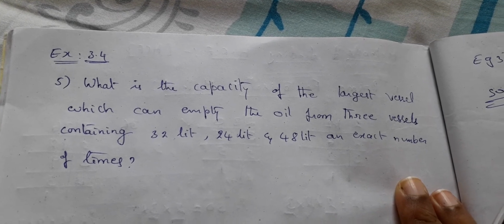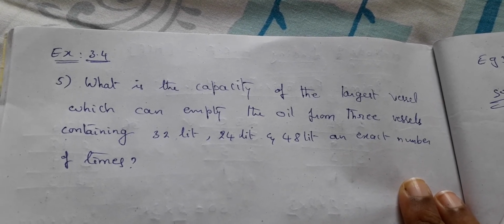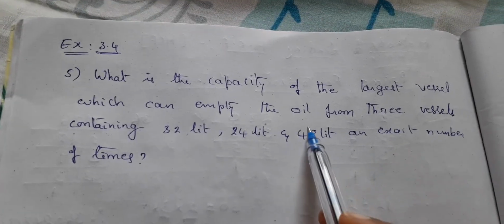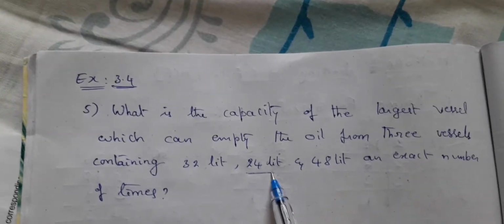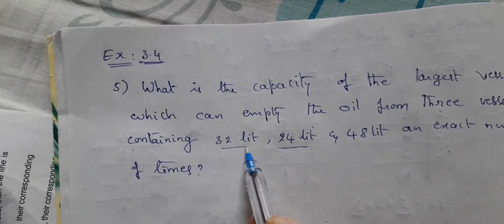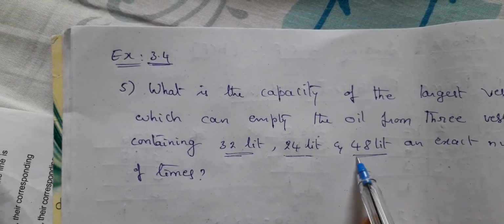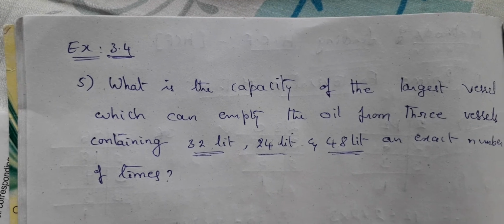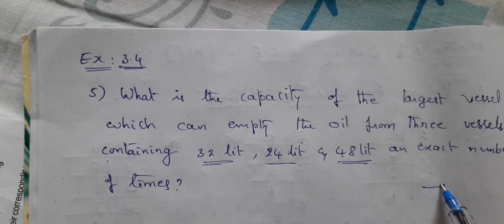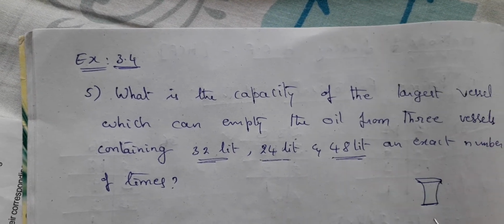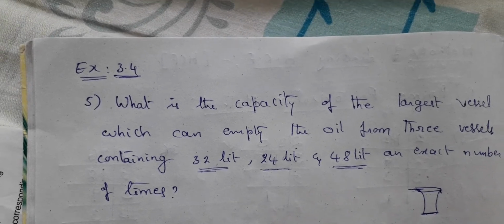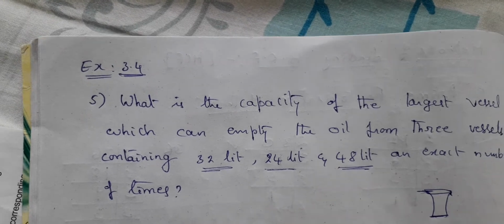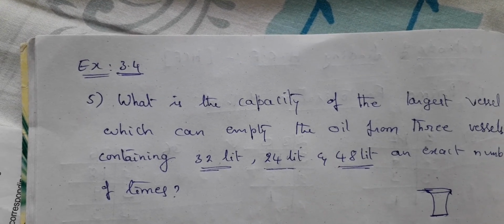What is the meaning of it? See, we have 3 vessels, right? What are the 3 vessels? The smallest one is 24 liters, the next one is 32 liters and the next one is 48 liters. You have 3 vessels. What he is asking is to find a particular container which can measure all these in exact divisions.